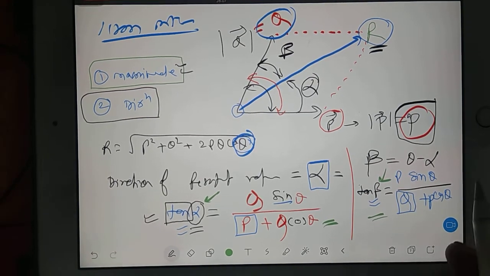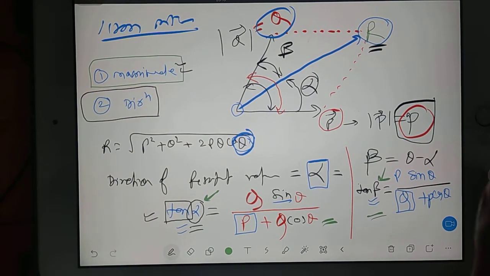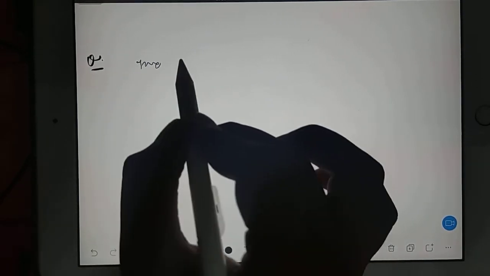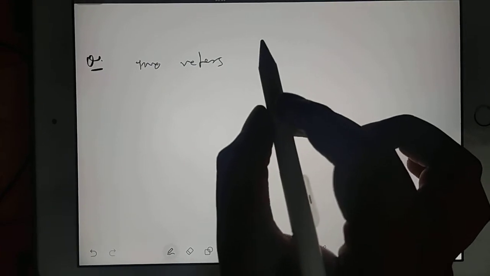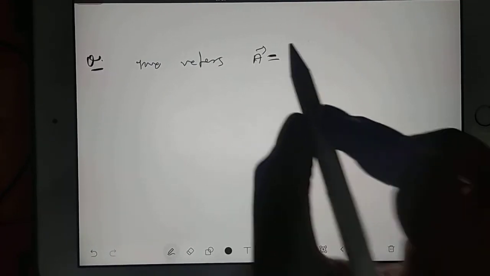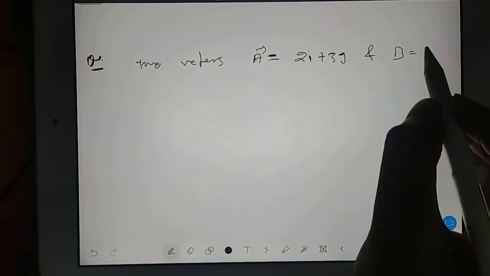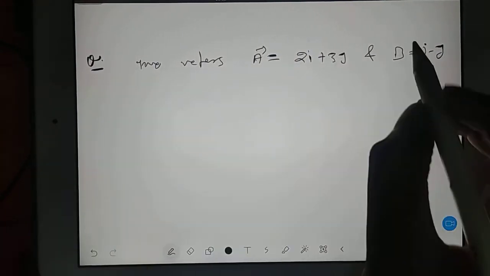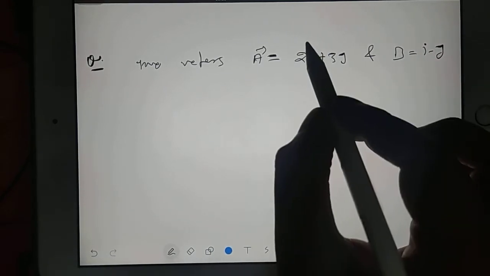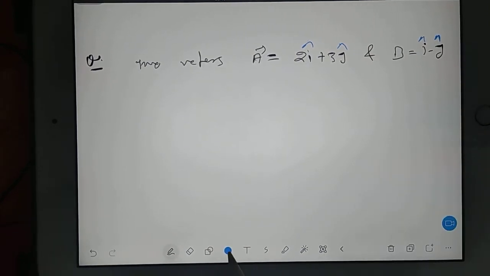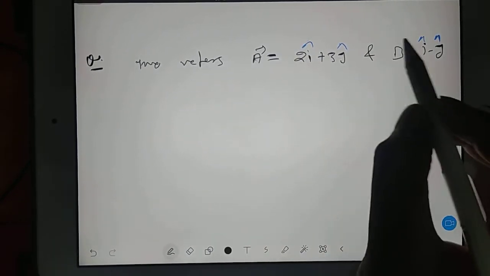We will solve one small question. We will solve just for practice this question because it is important. I will change the page. Take down the question. Two vectors, A is equal to 2i plus 3j and b is equal to i minus j. See, I am not writing cap and cap, but you should write cap in your notebook, everyone. Okay. So two vectors A and B.